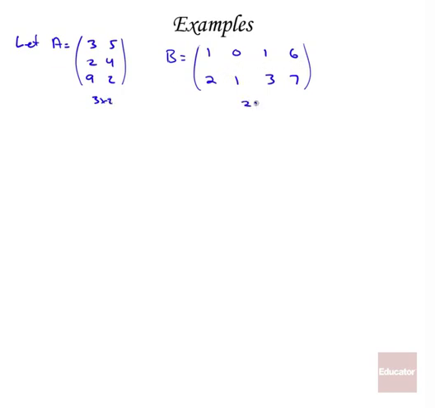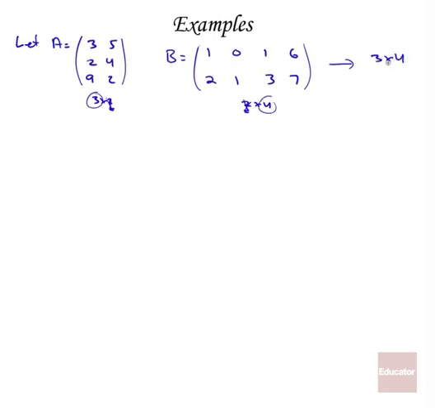So we will let A equal 3, 5, 2, 4, 9, 2, and B equals 1, 0, 1, 6, 2, 1, 3, 7. So here we have a 3 by 2 matrix, and here we have a 2 by 4 matrix. So yes, the 2's on the inside are the same.